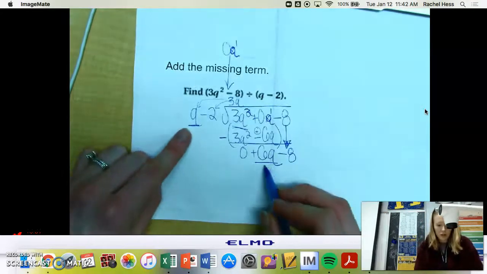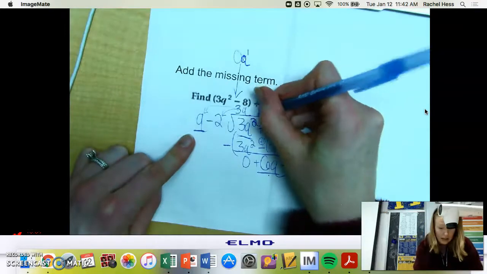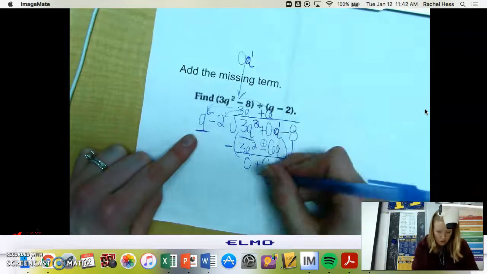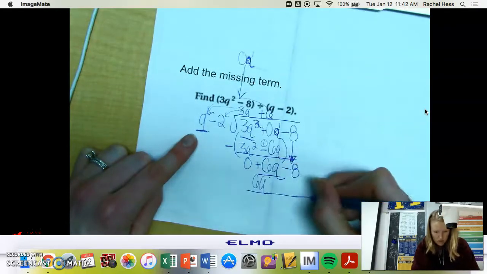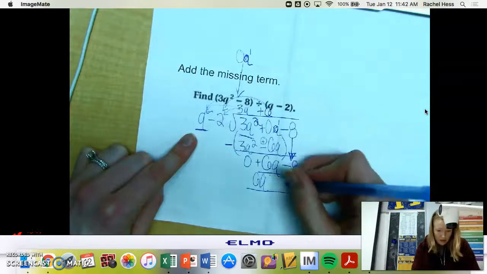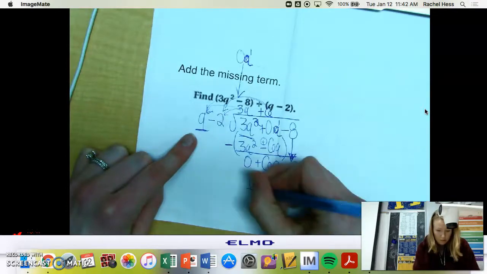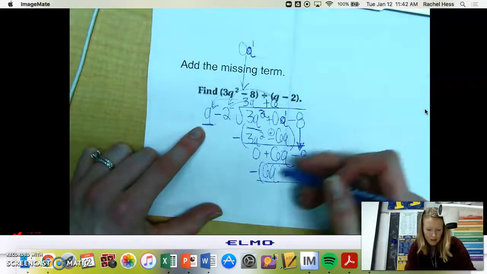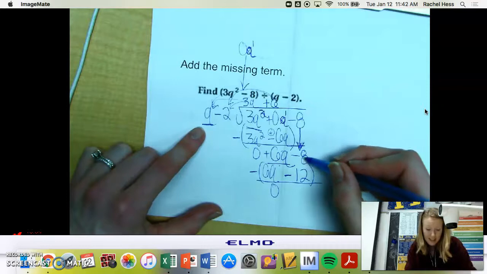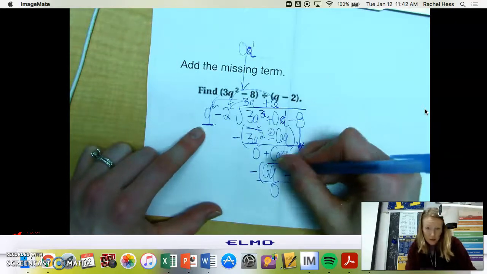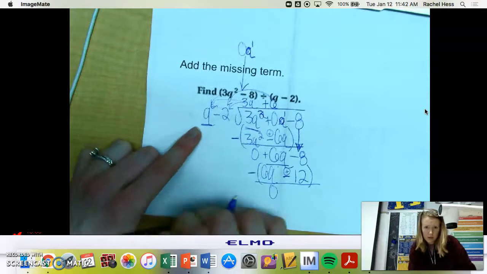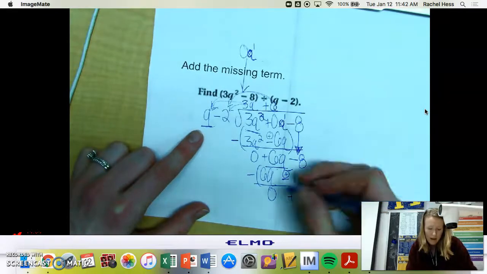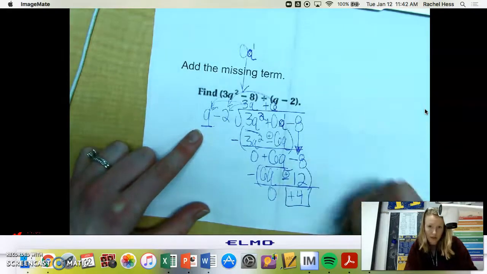So my goal is to get the q and the 6q to match. So it looks like I'm missing a 6. If I give the 6 to the q, I also have to give that 6 to the negative 2, which would give me negative 12. When I subtract, I would get 6q minus 6q, which is 0. Negative 8 minus negative 12, remember that turns to a plus. Negative 8 plus 12 is a positive 4. I have a remainder, it looks like, because there's nothing left to drop down.